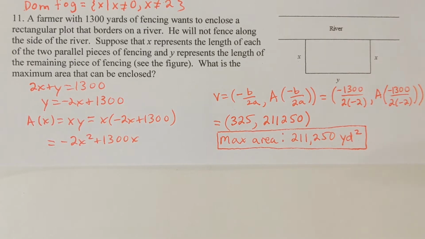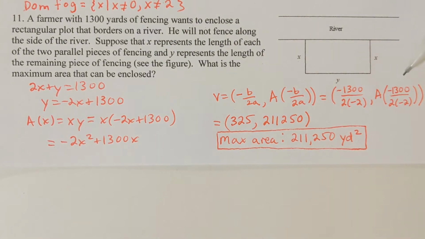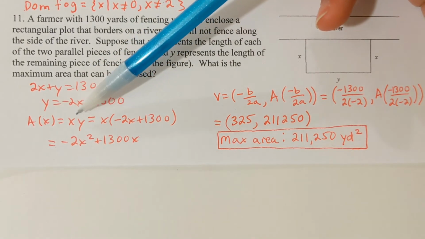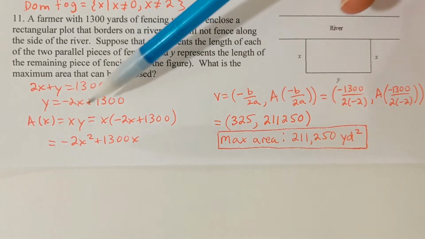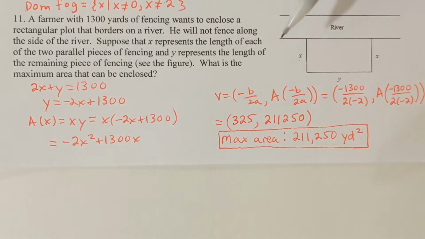Now, the first thing that I want to do is I want to create a function that represents the area of this rectangle. Area of a rectangle is length times width. Right, so I'm going to start off by calling this area a function of x, and length times width is x times y. Now here's the thing. I don't want x and y floating around. I'd like to have only x since I've got a function of x.